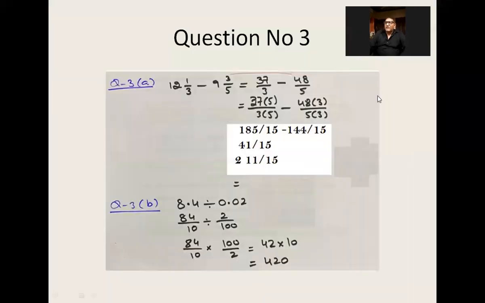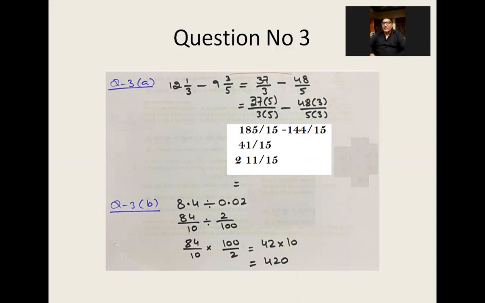So here we go. So 8.4 divided by 0.02 will be 84 divided by 10, divided by 2 divided by 100. I have removed the decimal of the 0.02. So in the place of the decimal, I will put 1, and after the decimal there are 2 digits, so I will put 2 zeros there.